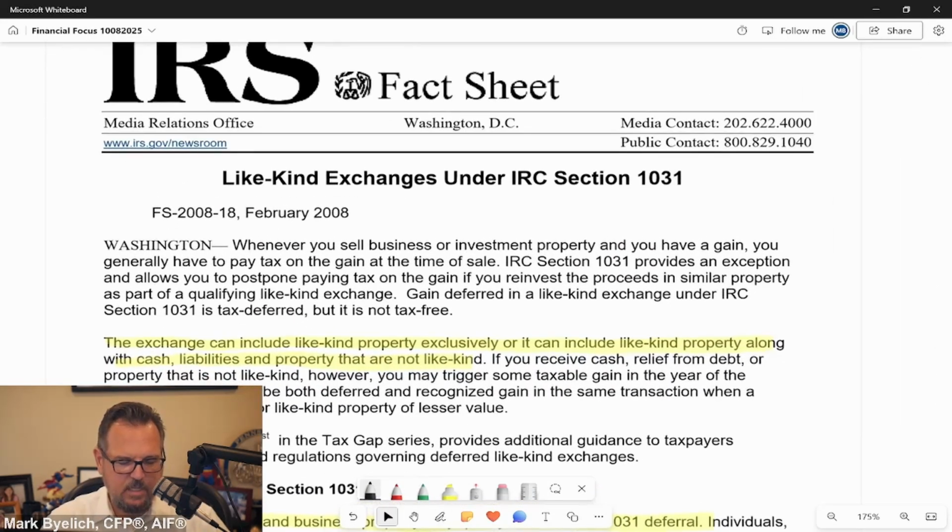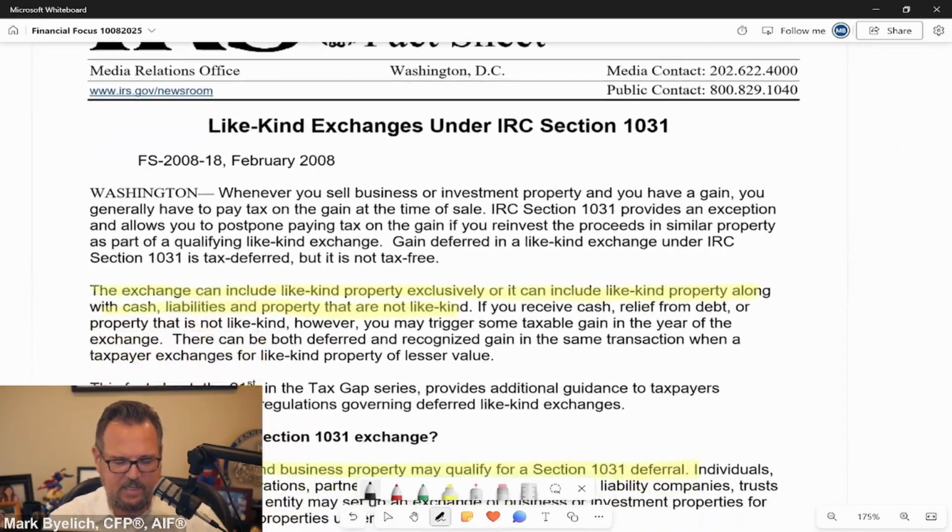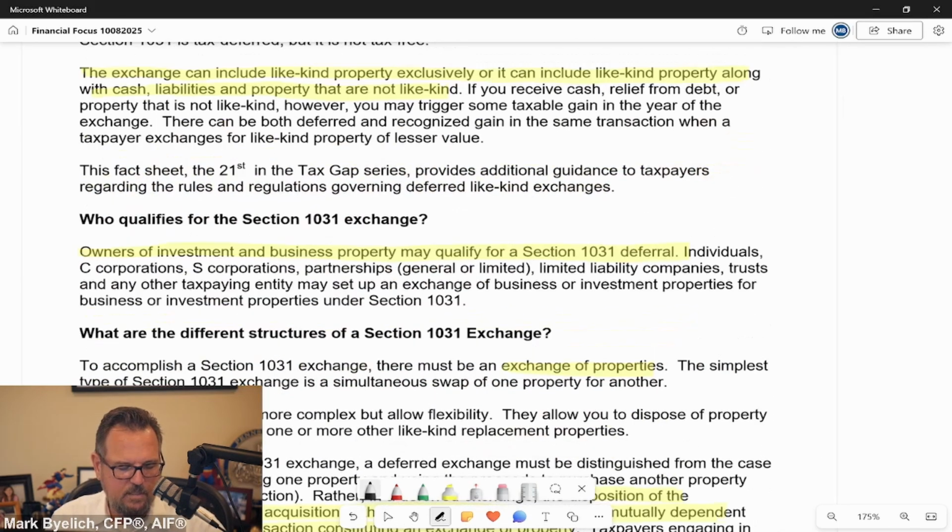So let me go over what I did. I pulled up the publication here, or the fact sheet from the IRS, and I just highlighted a few things for you regarding 1031 exchanges. So the first is the exchange can include like-kind property exclusively, or it can include like-kind property along with cash, liabilities, and property that are not like-kind. There were some significant changes from the Tax Cuts and Jobs Act that removed almost everything but real estate. There used to be some opportunities for airplanes, things like that, but that's all gone now.